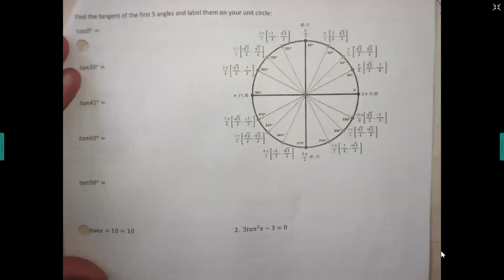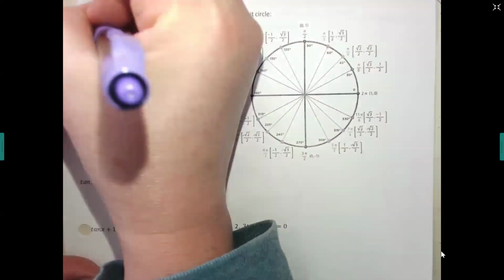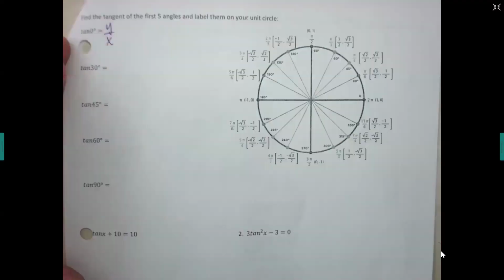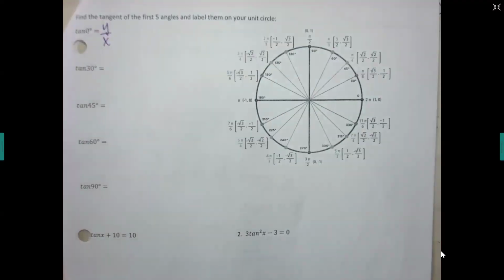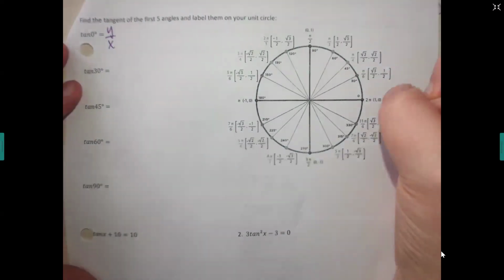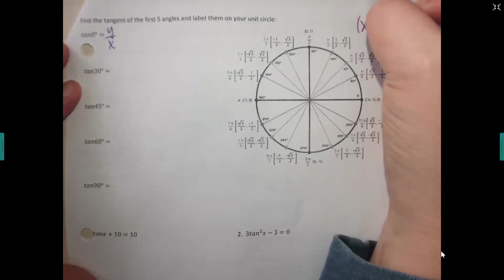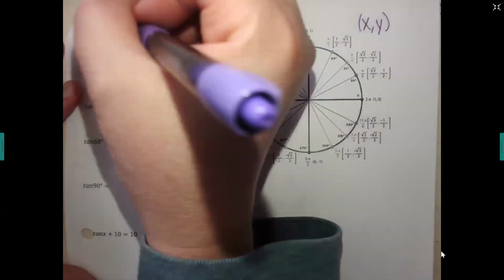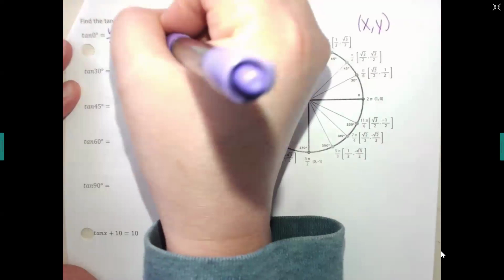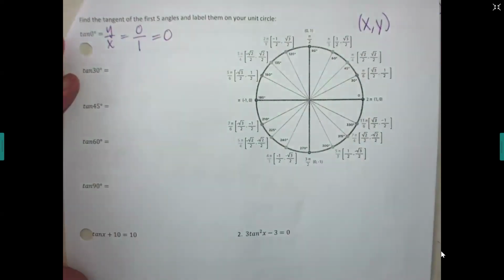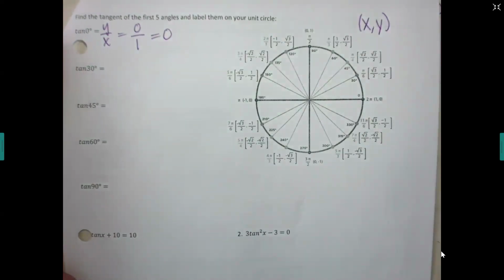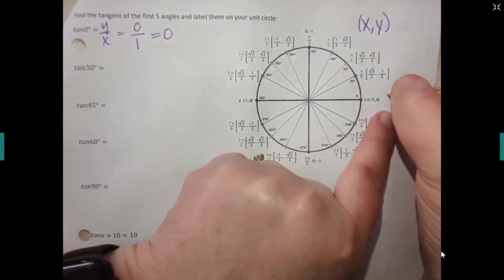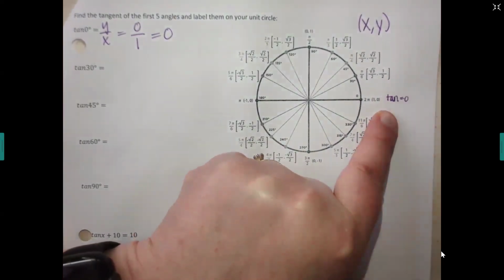So let's say that I want the tan of 0. I'm going to do y over x. Notice that your circle's right here, so my ordered pair is (1, 0). What would y over x be? 0 over 1. 0 divided by 1, what do I get? 0. Remember, 0 on top is okay. Around the edge, you're going to put tan equals 0.